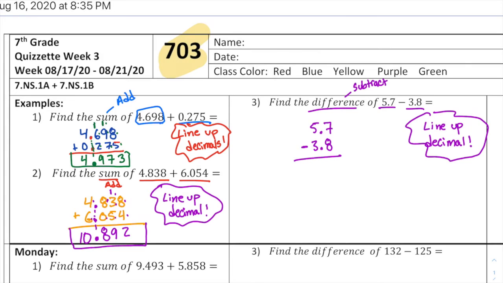3.8. Okay? As I'm subtracting this, I'm looking at the 7 and the 8. And the 7's smaller than 8. So to do this, I need to borrow 1 from the number next to it. So borrow 1 from the neighbor. So now I have 17 subtract 8. And the answer to that is 9. I bring down the decimal. And now I have 4 minus 3, which is 1. So the answer here is 1.9.